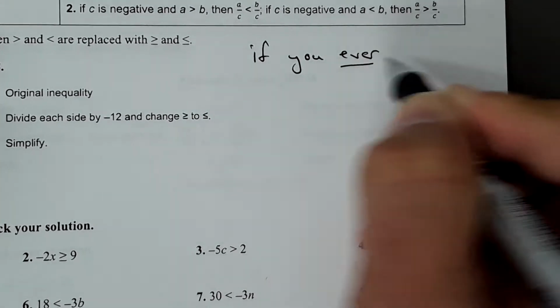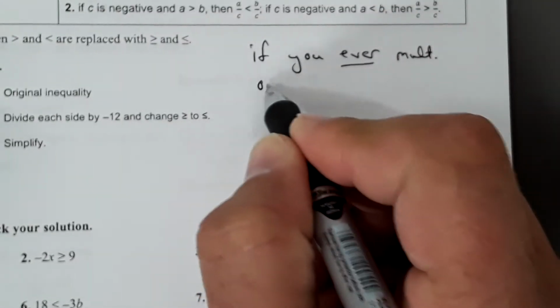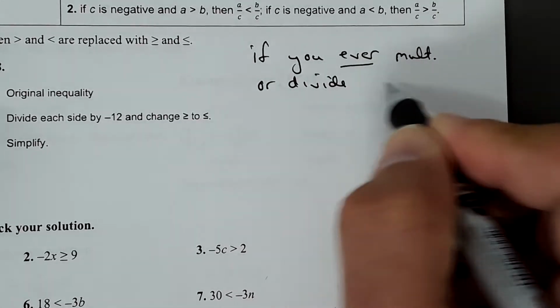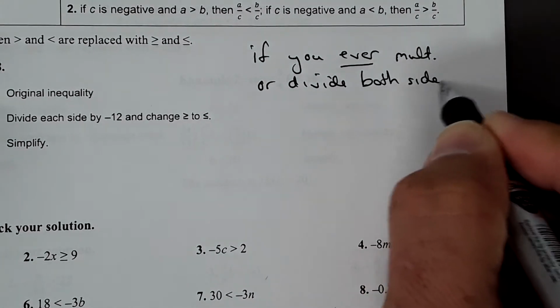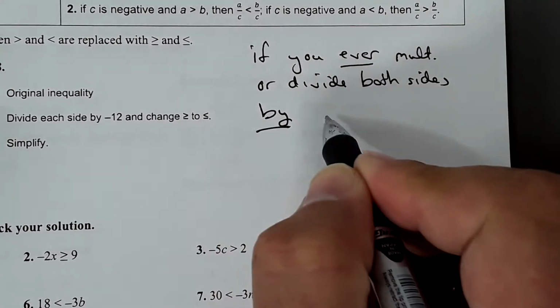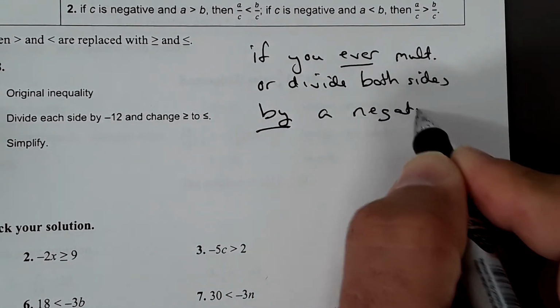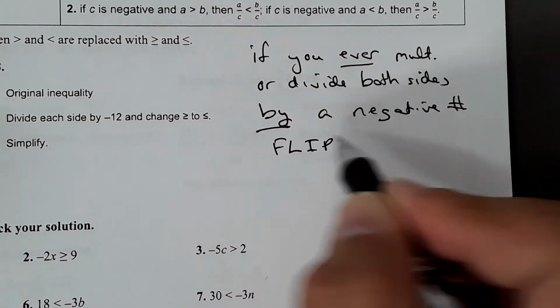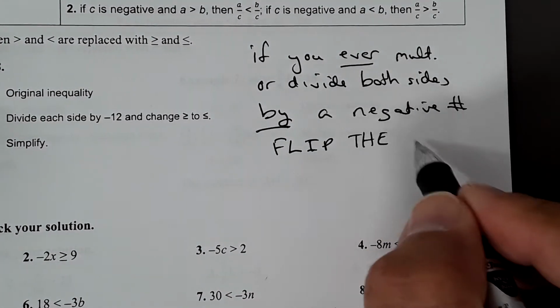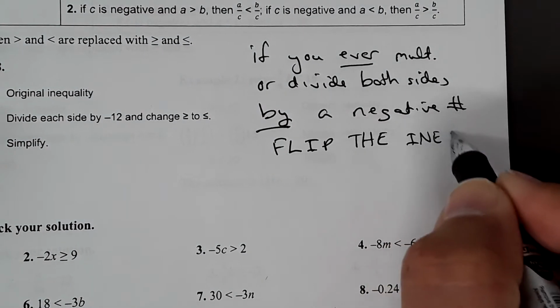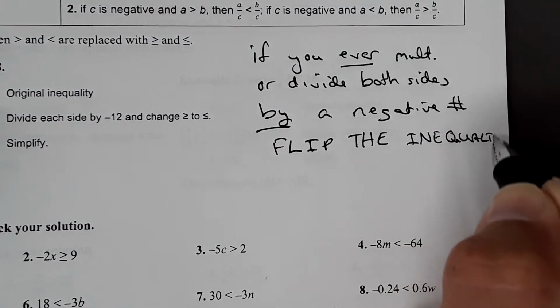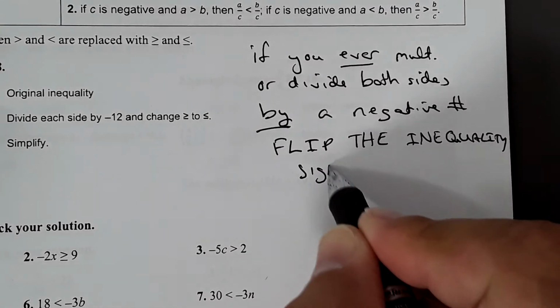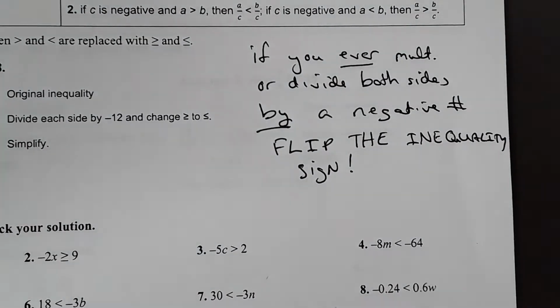If you ever multiply or divide both sides by a negative number, you must flip the inequality sign. Okay? If you ever multiply or divide both sides by a negative, let's look.